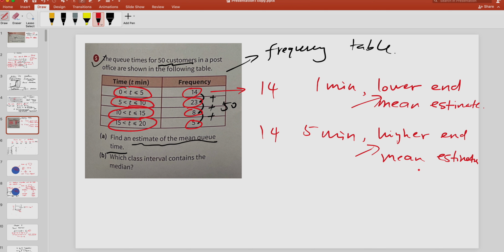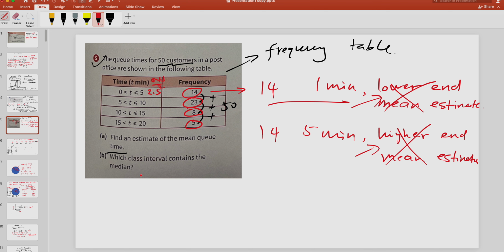So this is the lower end mean estimate, this is the higher end mean estimate. Just now you asked, how do I get a fair mean? Fair means not biased to the lower end, not biased to the higher end. If you consider the lower end, it's not fair. The higher end is also not fair. So you take 2.5. You assume that 14 of them are 2.5.